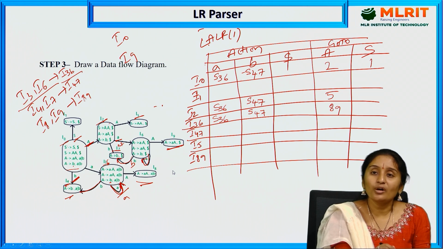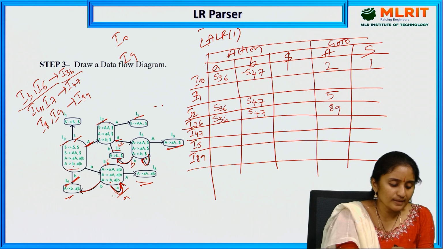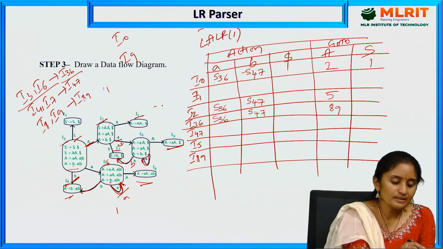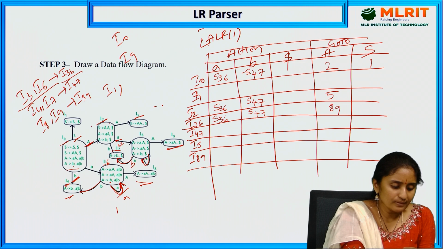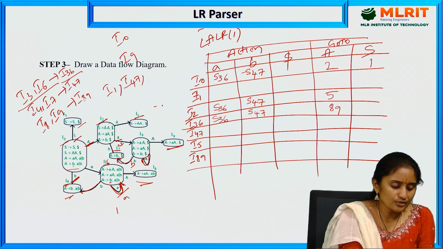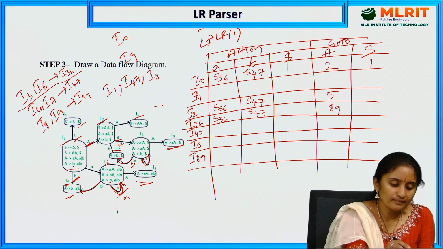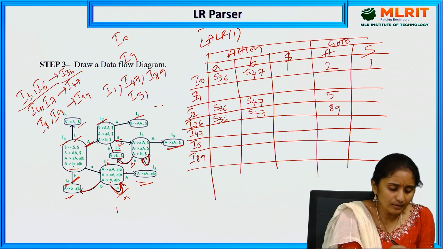Now find out what the final states are here. I1 is our final state, because the dot is at the end. I2 has no final state. I47 is a final state, A tends to b dot. It is a final state. Next, check I89. Next, I5. Check 3, A tends to a, it is not there.